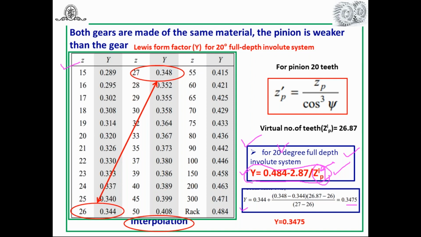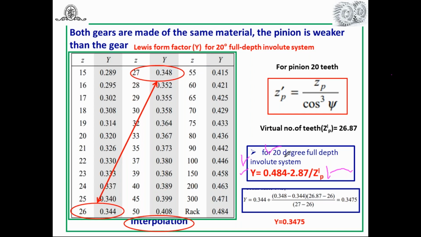If it's not available, you can directly use this formula: Y is equal to 0.484 minus, because it will give some value. As per the calculation done by Mr. Hari, the values are given, and there is some variation. These variations come because the formula is derived based on curve fitting relations. This empirical formula is in general applicable for 20-degree full depth. Similarly, you have another relation for the other pressure angle.